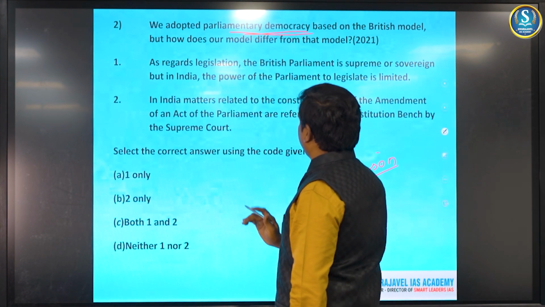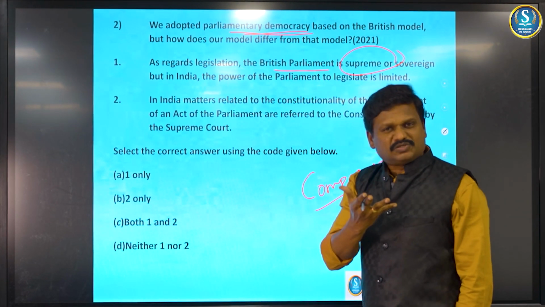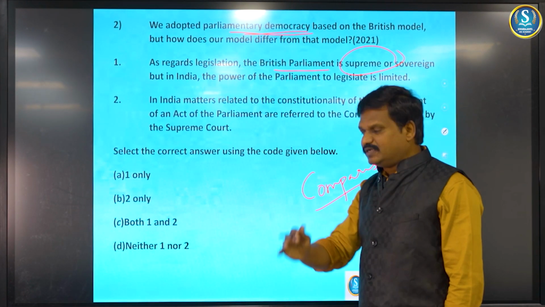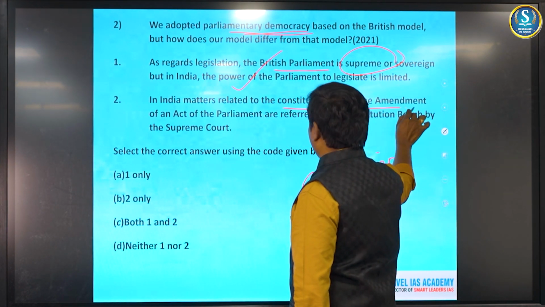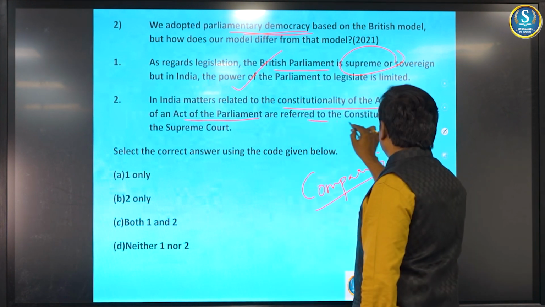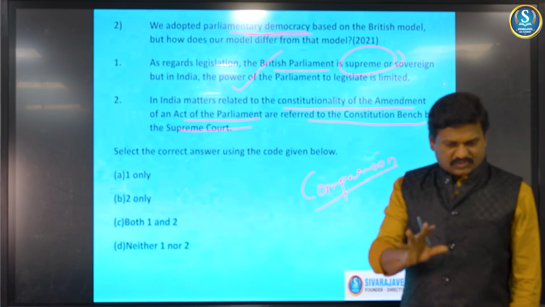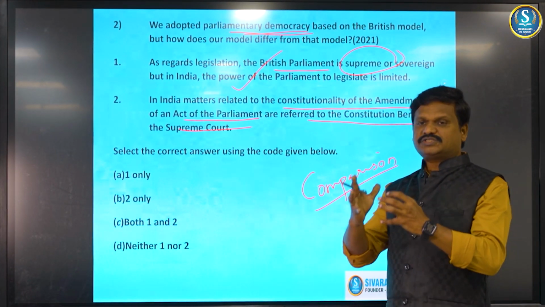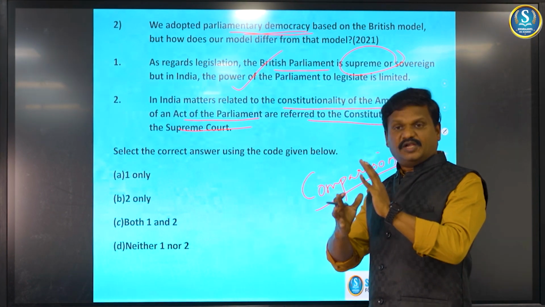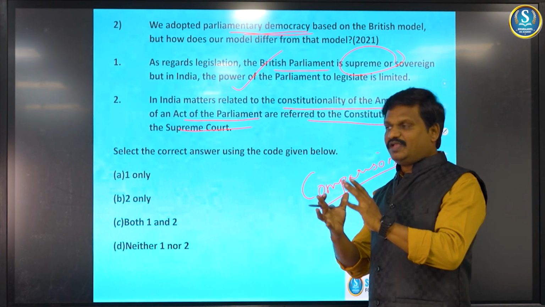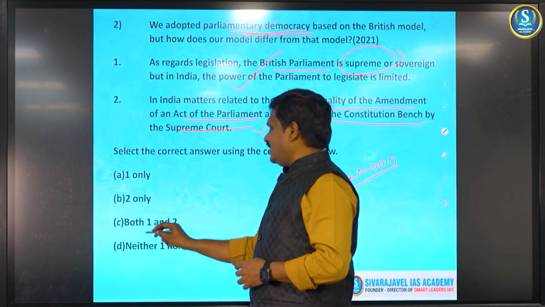Read the first statement. As regards legislation, British Parliament is sovereign. Indian Parliament is not sovereign. British Parliament is sovereign. So you know that this is right. In matters related to constitutionality of the amendment of Parliamentary Act, it is referred to the Constitution bench by the Supreme Court of India. Yes, this is also true. If the constitutionality is questioned with respect to a parliamentary act, it will be referred to the full bench or the constitutional bench. So, both these statements are correct statements and the answer is C.